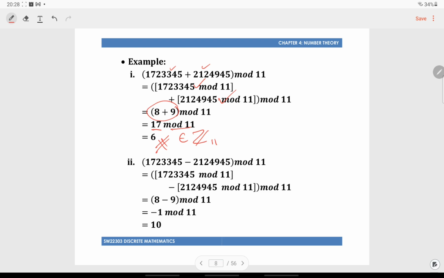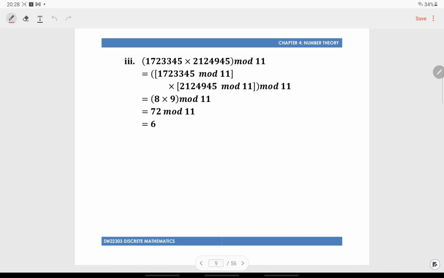The same case applies when we do the subtraction. When the value is negative, it's very easy. Just add the modulus to the value until we obtain the first positive number, which is 10. So 10 belongs to Z11. That is the final answer for the second example. For the third example, we also do the same steps. We do the modulo reduction inside the parentheses one by one, and finally we reduce the final answer modulo 11, just to make sure the answer belongs to the set of Z11.